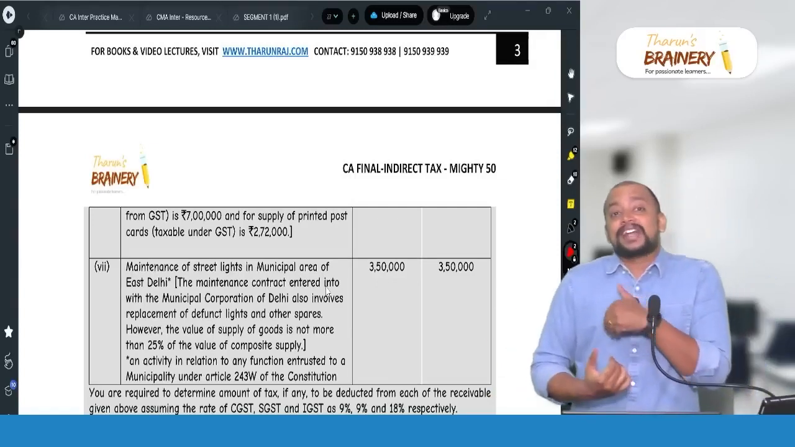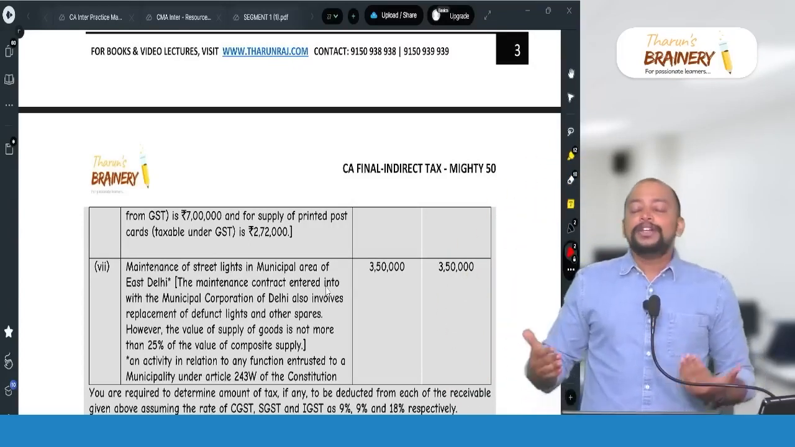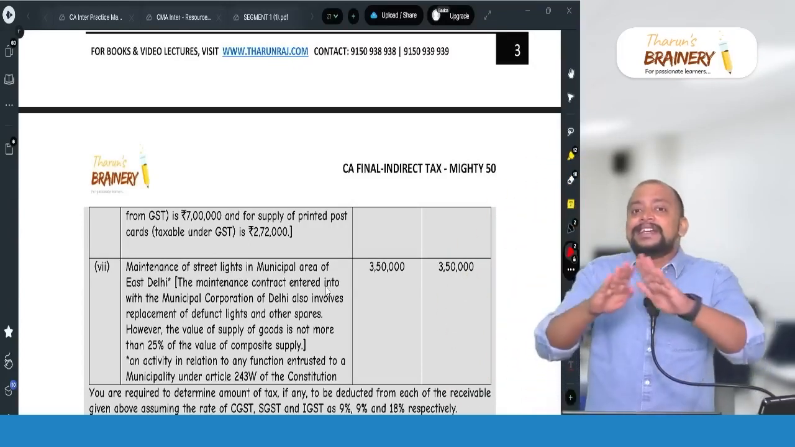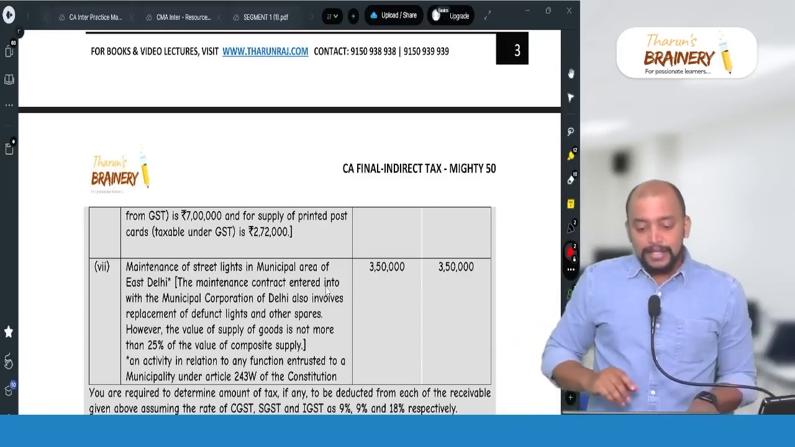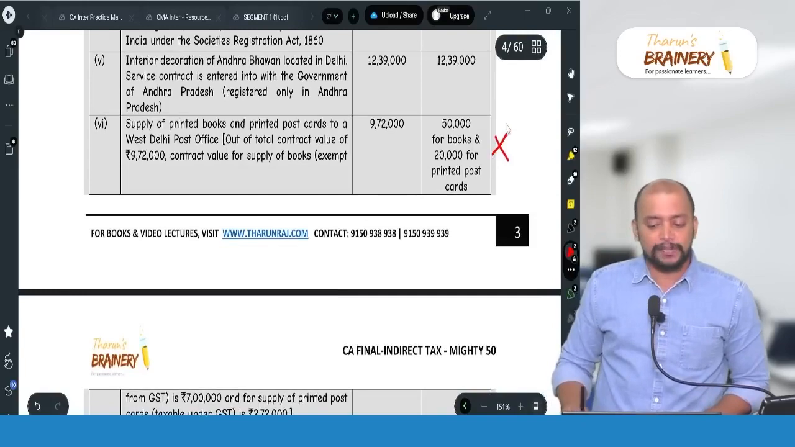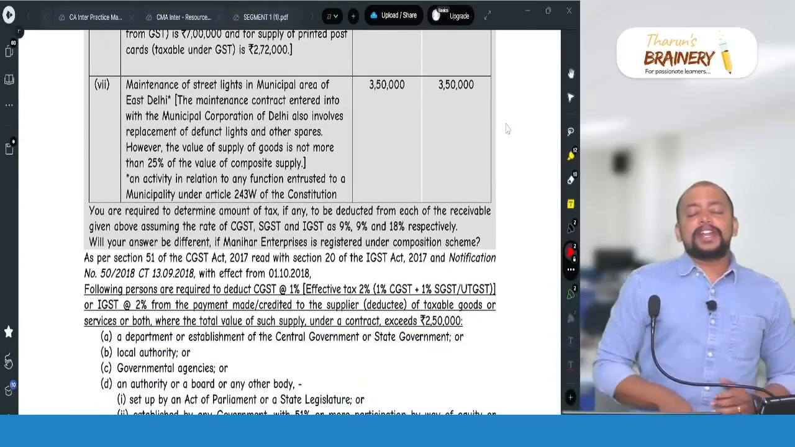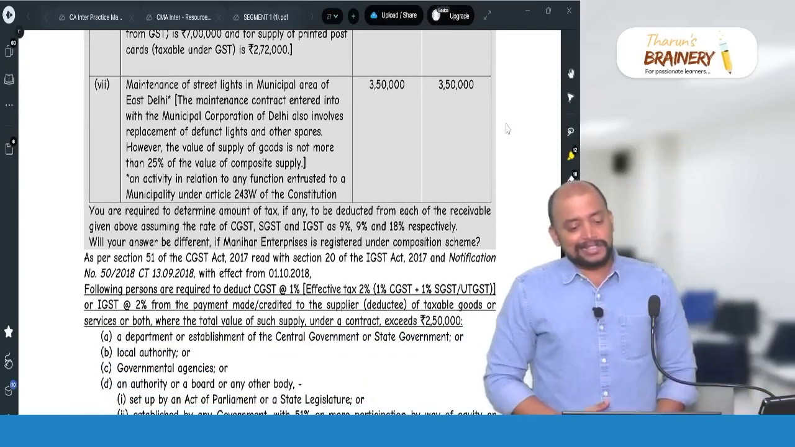The value of taxable supply under the contract does not exceed 2,50,000. Due to that reason, TDS is not applicable. So, you should not take exempted, only taxable. So, TDS is not applicable in this case. But we need to write the note further. Then, 7th point.